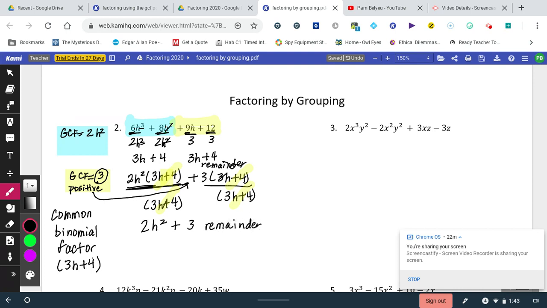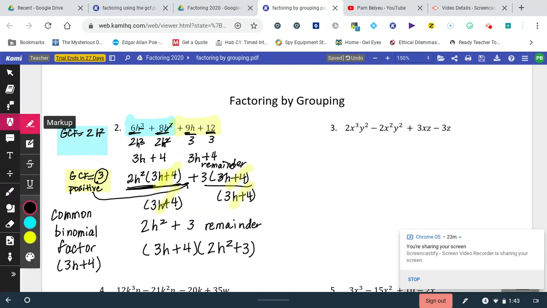So when I write it in factor form, I write my common binomial factor, which is 3h plus 4. I'm sorry, guys. This thing is in slow motion sometimes. And then the remainder is 2h squared plus 3. Okay, now let's take a look at this next one. Same process, guys. The process doesn't change.